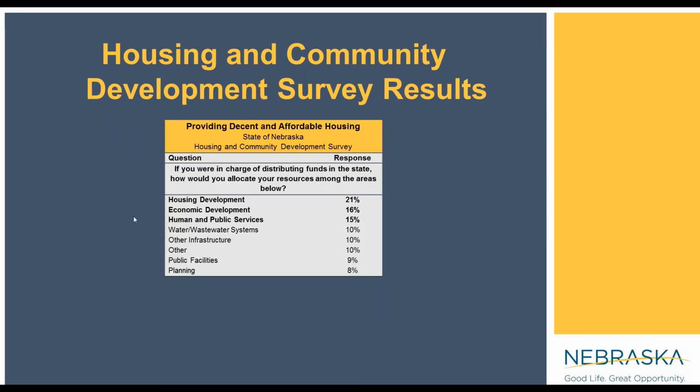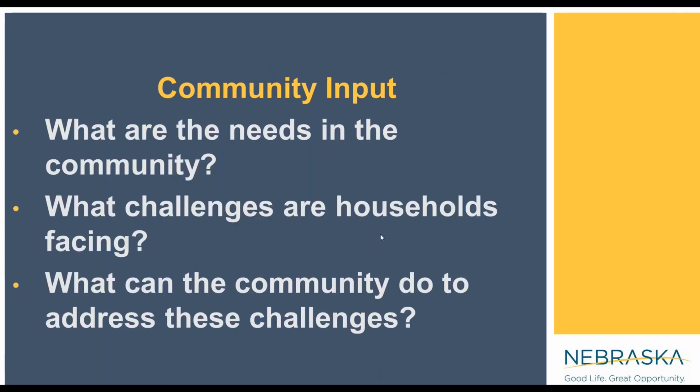So this question is, if you were in charge of distribution of funds in the state, so let's say I gave you $100, how would you spend that $100 on these categories? The highest one, 21% or $21, was spent on housing development, followed by economic development and human and public services at 15%. And we do see water, infrastructure, public facilities, and planning further down the line.